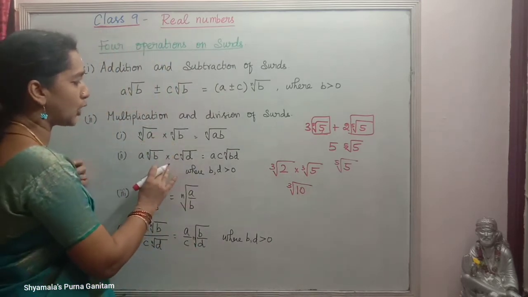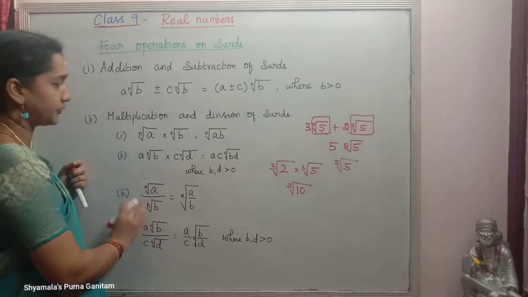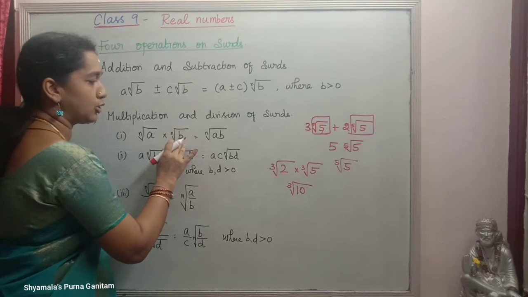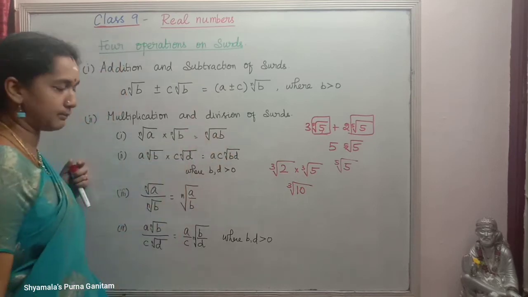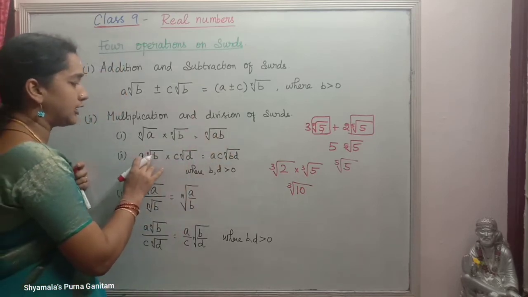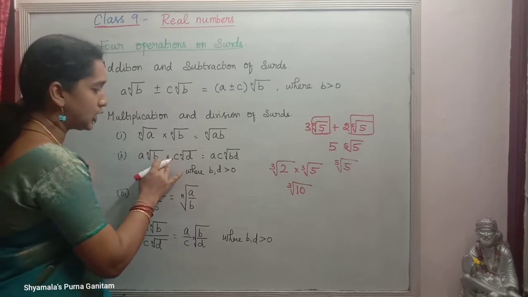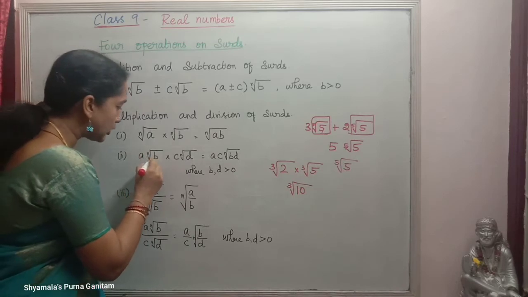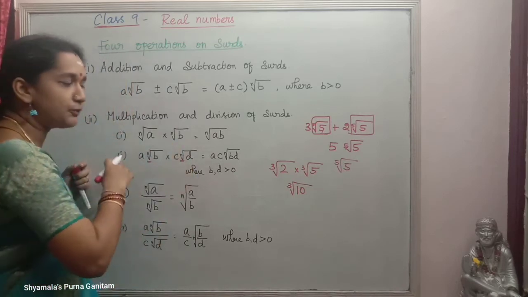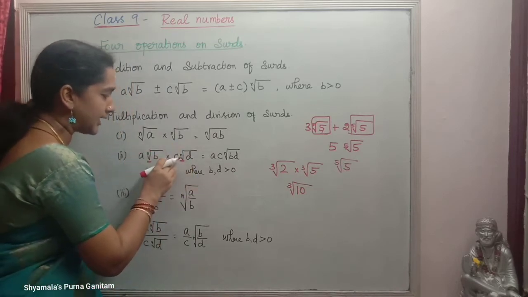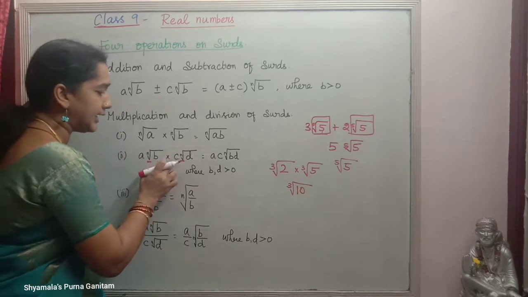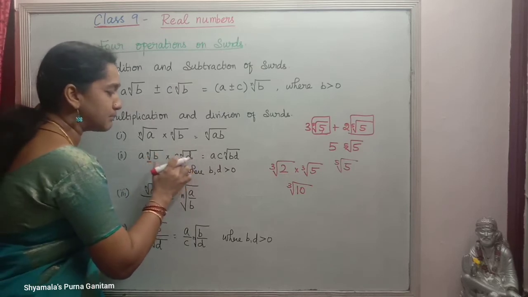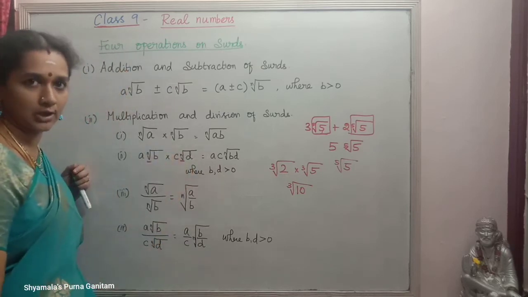The same thing for division also, which I will come to. So multiplication is nth root of a into nth root of b is equal to nth root of ab. Then a into nth root of b into c into nth root of d. This nth root should be the same. If it is the same, we can multiply the coefficients, that is a into c, so we will get ac. The same way we can multiply the numbers inside the root also.